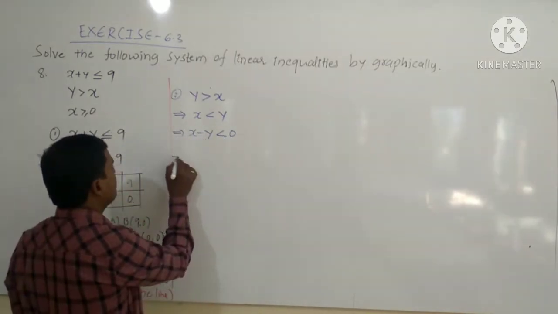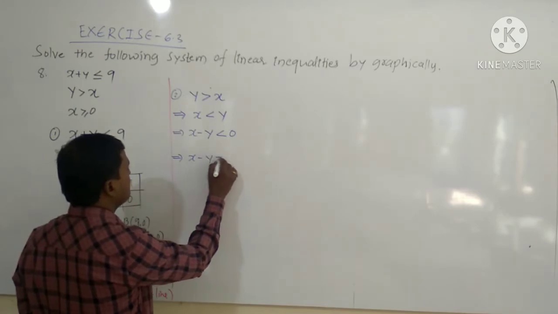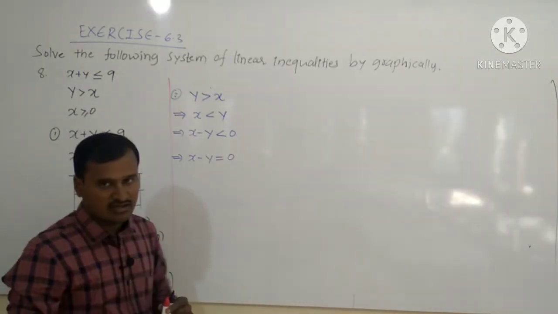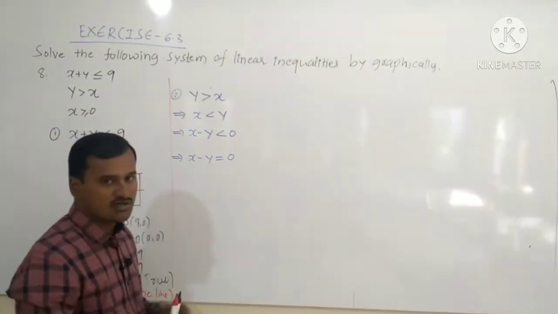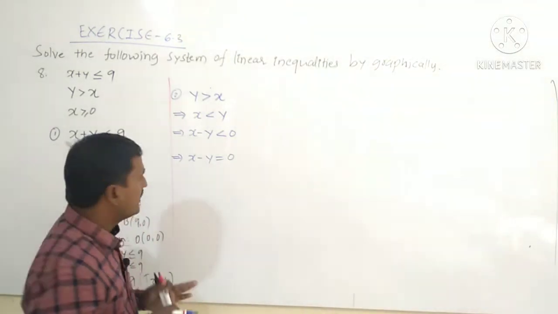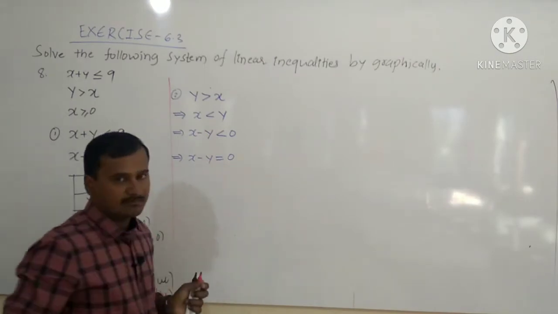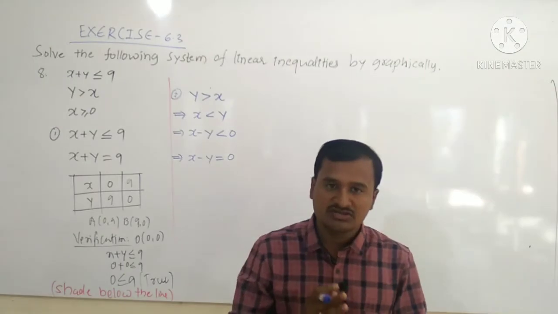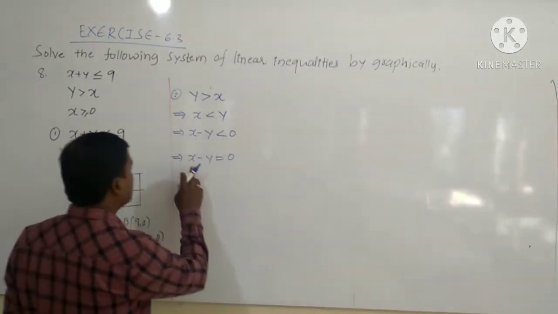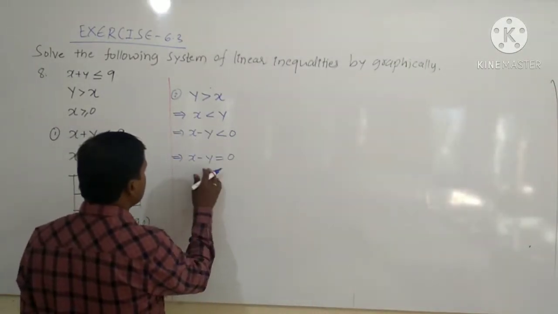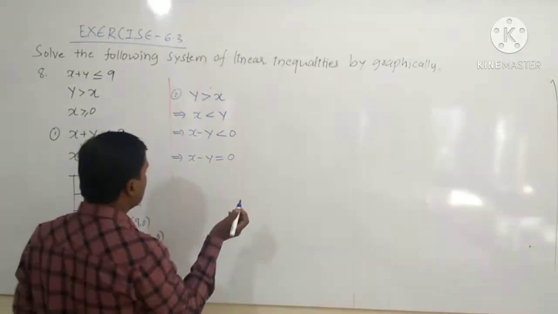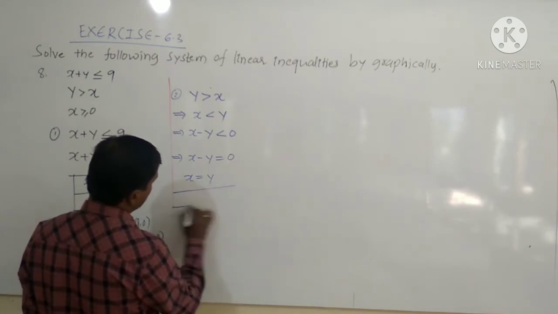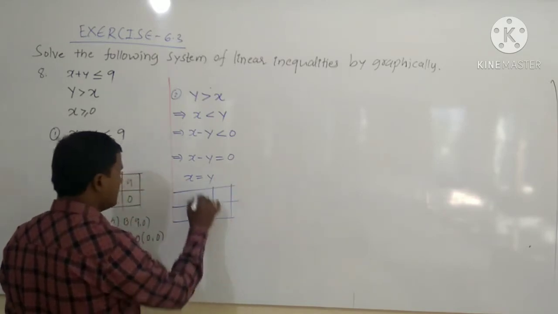So clearly here what we got, x minus y equal to 0, right? The power of x and y are 1, hence it represents what? A straight line. And here there is no constant term. If there is no constant term, it is understood that the line is passing through the origin. Or here we'll take x equal to y. To draw a straight line you need the points.